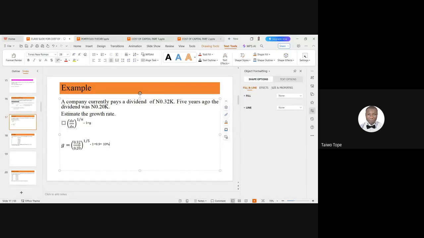On your calculator, 0.32 divided by 0.20, that is 1.6, raised to the power of 1 divided by 5, that is 0.2. Raised to the power of 0.2.